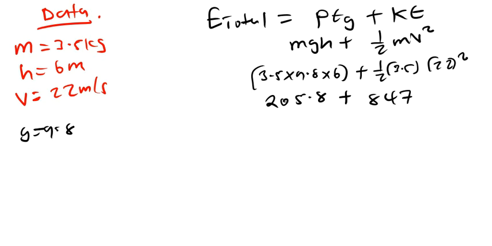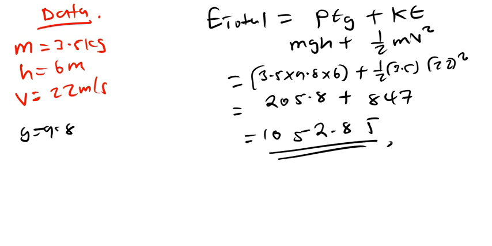847. So if we add this, 847 plus 205.8, I'll be able to get my total energy as this, in joules.